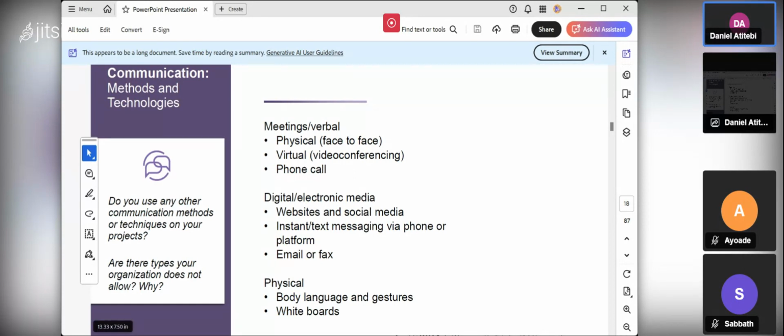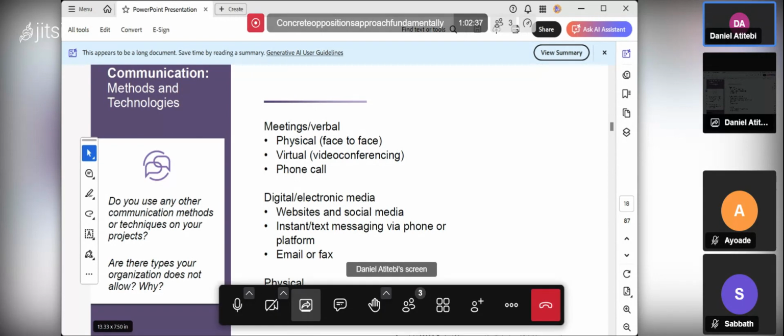Some organizations don't like you using WhatsApp or Facebook at the workplace, because sometimes Facebook will push certain things to you that make you lose focus on the work you are doing. So they do not allow you to use that because it can take your time. You can keep on pressing and doing social activities, to the extent that you abandon your work. So that's what we're talking about here now. What are the methods and technology? Look at the first one, meeting, verbal.